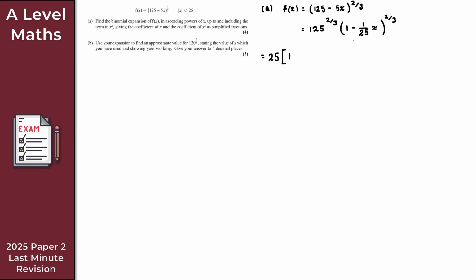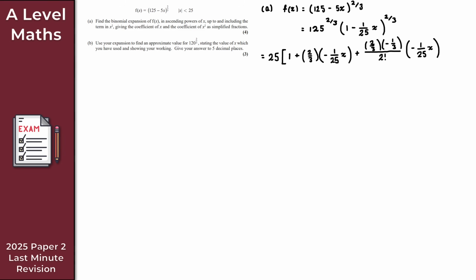I then get my power here. So that's 2 over 3. So 2 over 3. And I times this here then by minus 1 over 25x here. Like so. Perfect. Moving on then, what do we get here? So I get 2 over 3. I then times this by 2 over 3 minus 1. So 2 over 3 minus 1, that's just the same as 2 over 3 minus 3 over 3. So I get minus 1 over 3 there. Like so. This here then is over 2 factorial. And then I times this here by minus 1 over 25x.